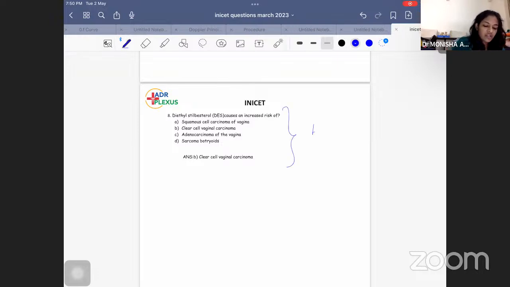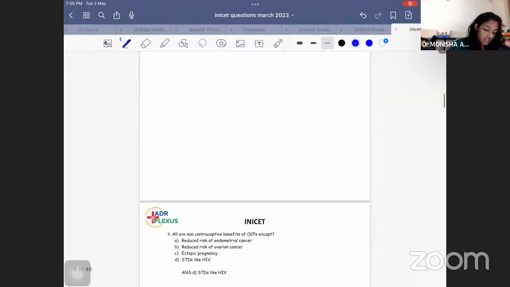This answer you people will answer; I will just give a table. This is a very, very simple, direct question. The answer is clear cell vaginal carcinoma. I'm not going to explain. I'm going to give you a table, but I want you to read about diethylstilbestrol. It's a very important question. What are the other things you have to know?